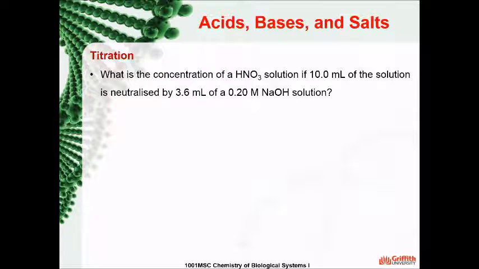What is the concentration of a nitric acid solution if 10 milliliters of the solution is neutralized by 3.6 milliliters of a 0.2 molar sodium hydroxide solution? Please stop the video and try to solve this question. The answer will be revealed after you proceed. The answer should be A, 0.072 molar.